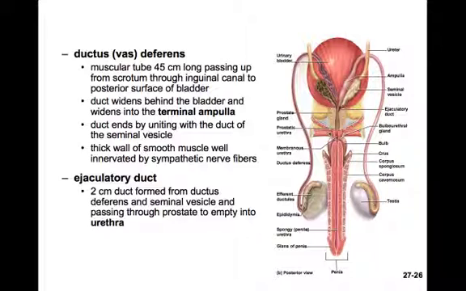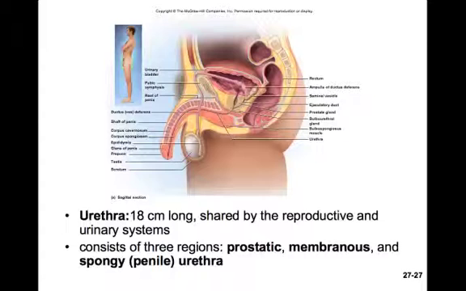This thick-walled ductus deferens is well innervated by sympathetic nerve fibers. The ejaculatory duct that we see here passing through the prostate gland is only about 2 centimeters long. It empties into the urethra. And the urethra, as we know, is shared by the reproductive and urinary systems. It'll extend from the ejaculatory duct all the way down through the penis. It consists of 3 regions: the prostatic, the membranous, and the spongy urethra, or penile urethra.